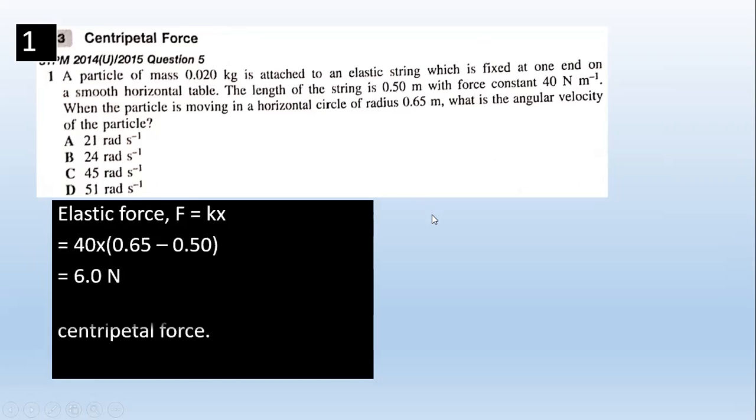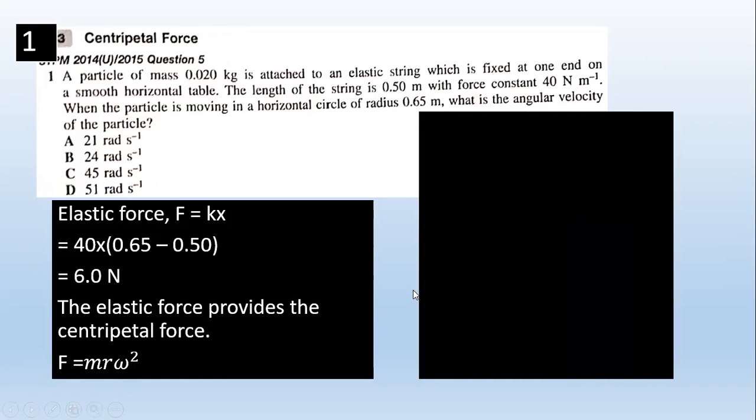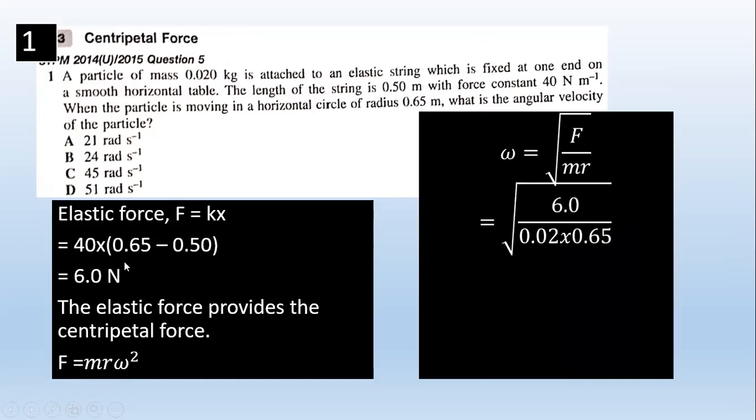Get your centripetal force. So elastic force provides a centripetal force m r omega square. You want to find omega, right? Take m r to the other side and then square root it and put in your value. That's the force, that's your mass, and the radius. When you move in a circle there's a force, that's why it becomes longer. Okay, good. A.